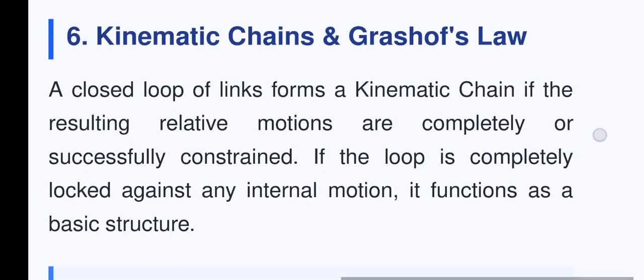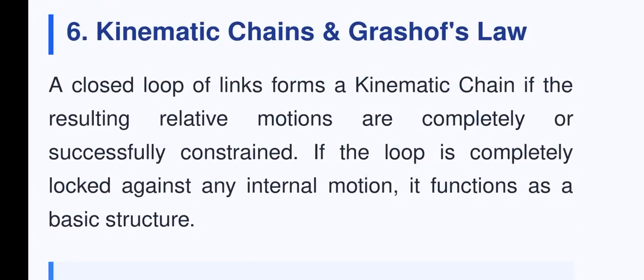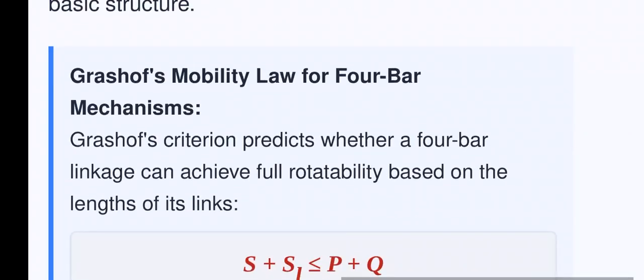Kinematic chains and Grashof's law. A closed loop of links forms a kinematic chain if the resulting relative motions are completely or successfully constrained. If the loop is completely locked against any internal motions, it functions as a basic structure. Grashof's mobility law for four-bar mechanisms.